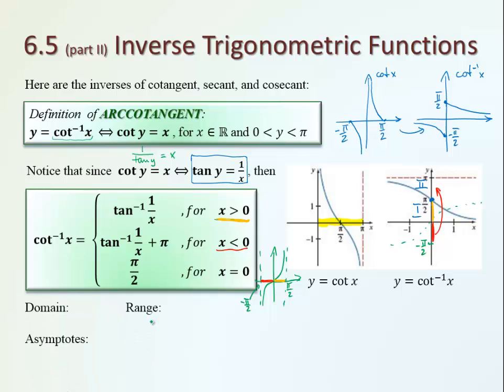Okay, let's list the properties of arccotangent as shown here. The domain of arccotangent is all real numbers. The range is from 0 to pi. Asymptotes, they happen at 0 and at pi. So y equals 0 and y equals pi.